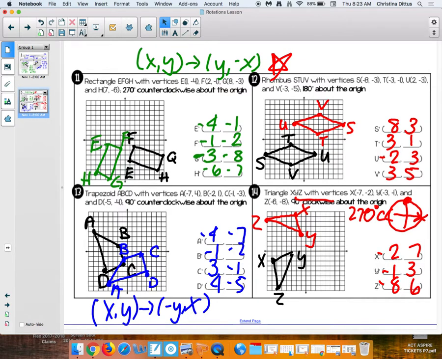How do we feel about rotations? Are the rules okay?